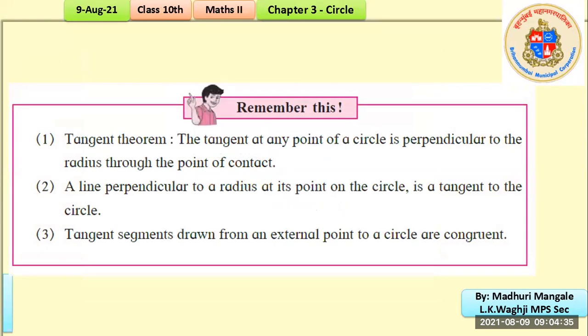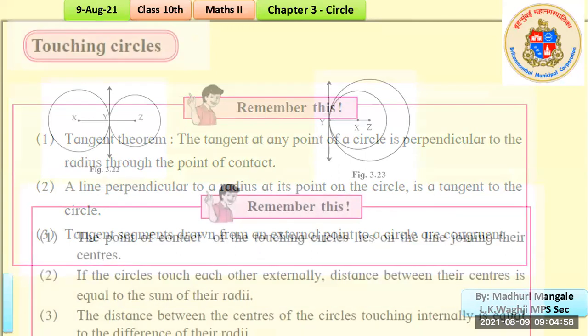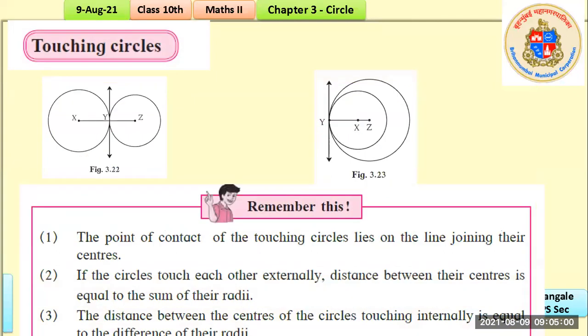The first thing you have seen is the tangent theorem. What is a tangent theorem? It says that when any tangent touches the circle at that particular point, the radius and the tangent are always perpendicular to each other, right? And then you have also seen that tangents which are drawn from an external point to a circle are always congruent, right? Then you have seen this touching circles theorem.